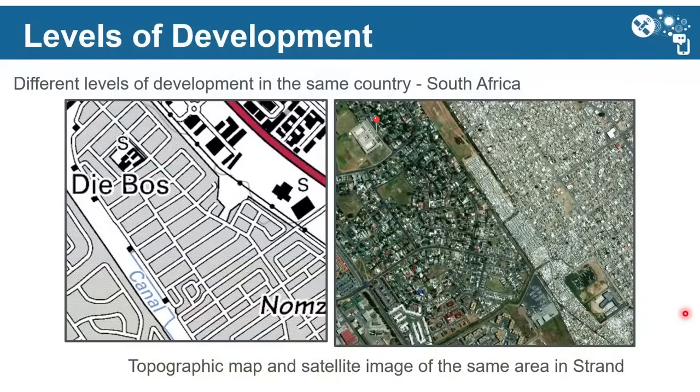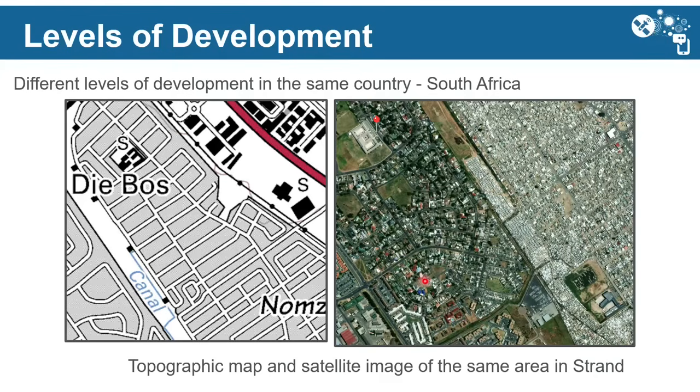So we look at levels of development. In South Africa, we have different levels of development. Here is a topographic map and a satellite image of the same area in the Strand in the Western Cape. When I look at this area and that area on the other side, I see distinct differences. If I look at the aerial photograph, it becomes much more evident.